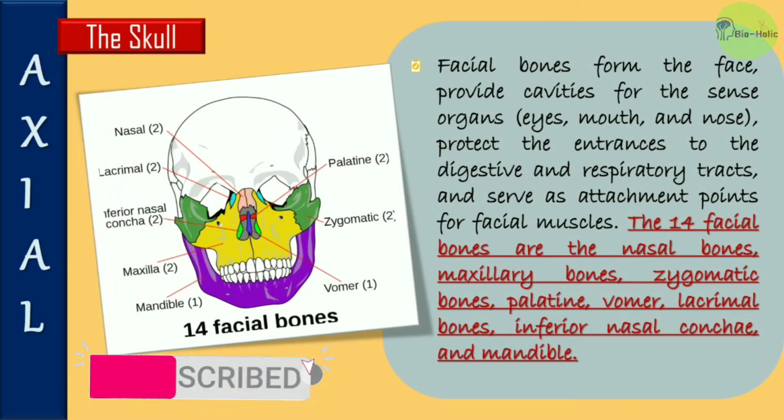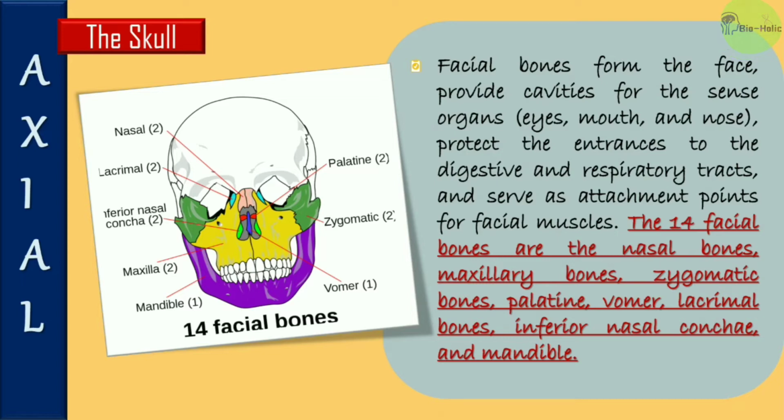And the facial bones form the face. There are 14 facial bones that provide cavities for the sense organs like the eyes, mouth, and nose, and they protect the entrances to the digestive and respiratory tracts and serve as attachment points for facial muscles. The 14 facial bones are the nasal bones, maxillary bones, zygomatic bones, palatine bones, vomer, lacrimal bones, inferior nasal conchae, and mandible. Okay? In this picture, the different colors are representing the different facial bones.